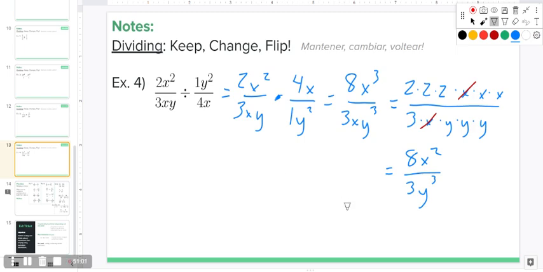All right, if you take a look again, we used keep, change, flip. Then we multiplied straight across to get us to this 8x to the third divided by 3xy to the third. And I expanded out to try to simplify. You might be able to take a shortcut there and just subtract exponents. Notice how I didn't have any numbers I could cross out after I expanded everything out. I just was able to cross out a set of x's, leaving me with 8x squared divided by 3y to the third.